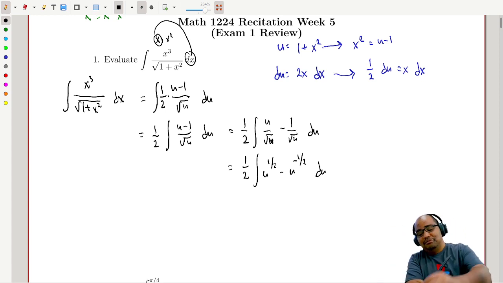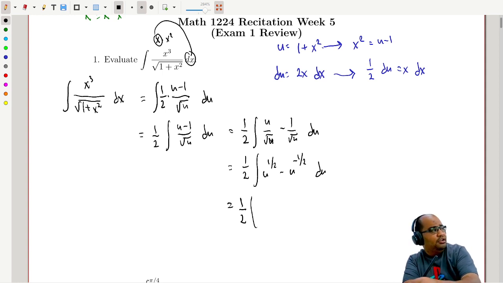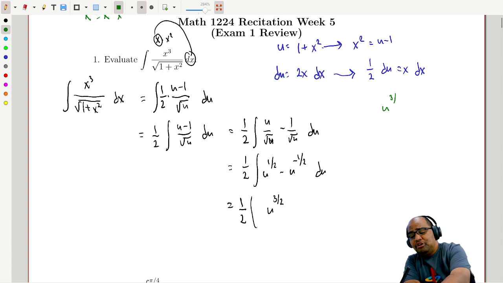Power rule. It's just our power rule. So 1/2 of, well, power rule, we add 1 to the exponent and divide by the new exponent. So u to the 1/2 plus 1. So 1/2 plus 1 is 3 over 2. And then I'm going to do this off to the side here just so that we see. So you could start out by writing this u to the 3/2 over 3/2.